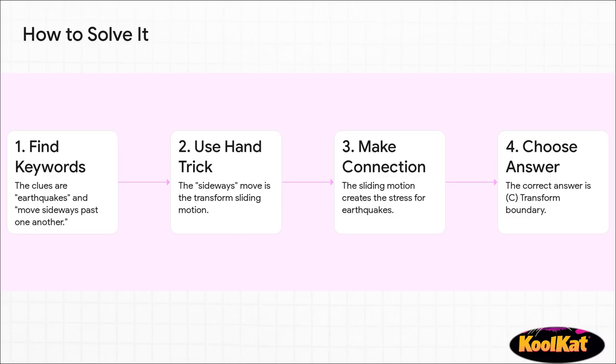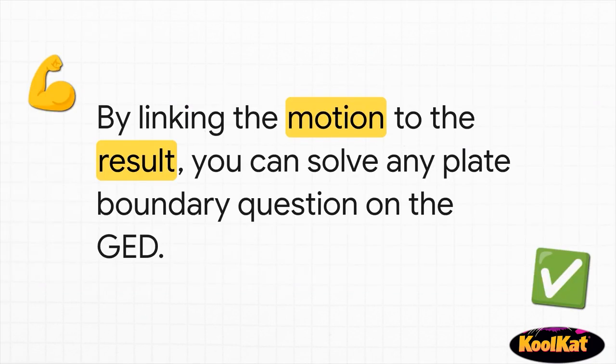And what did we say that sliding, grinding motion causes? Earthquakes. So the connection is crystal clear. Sideways sliding means a transform boundary. The answer has to be C. And just like that, you nailed it.